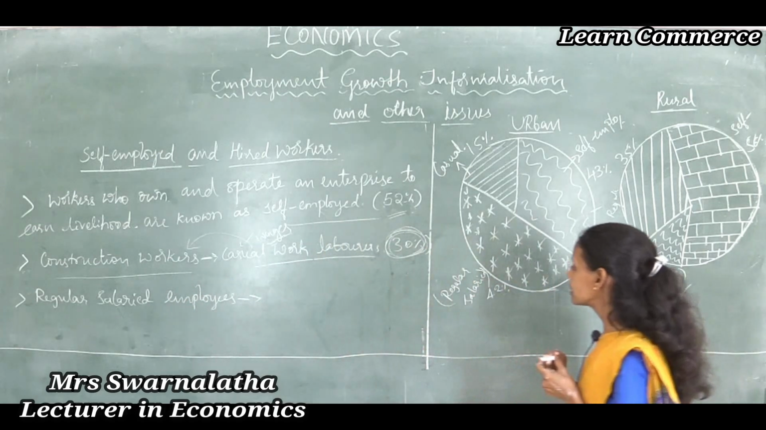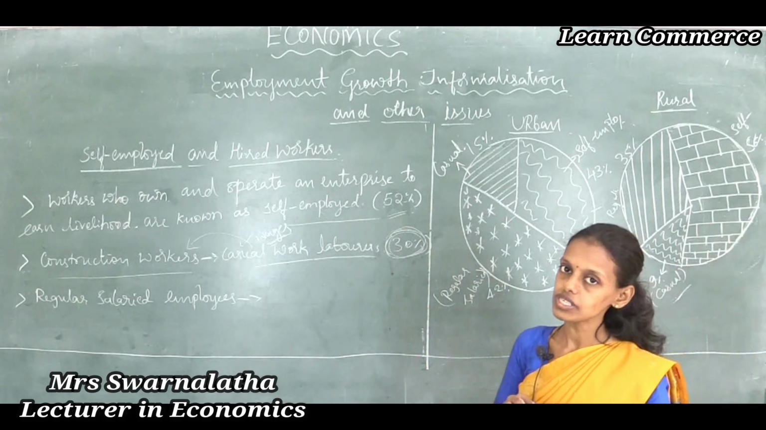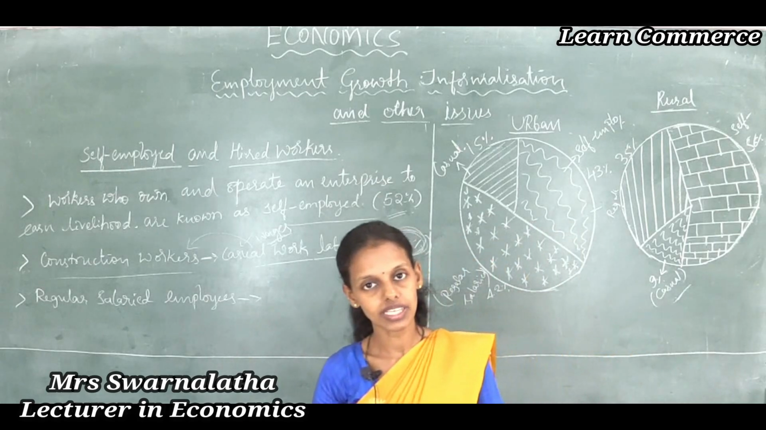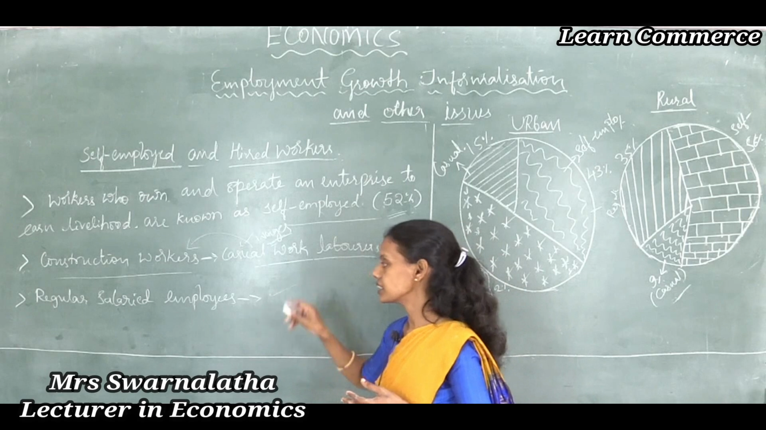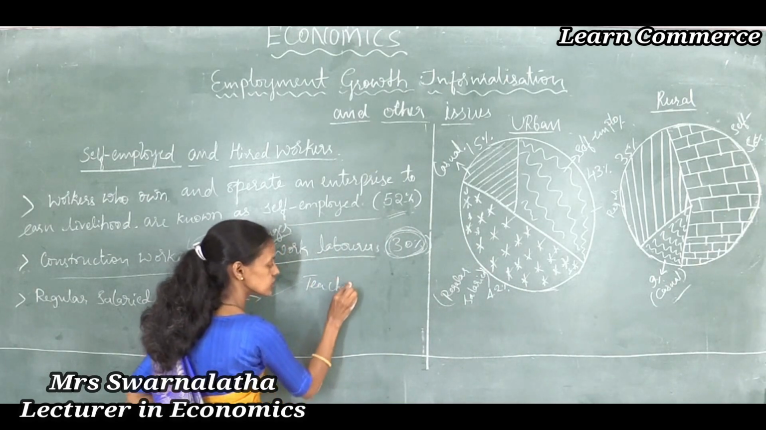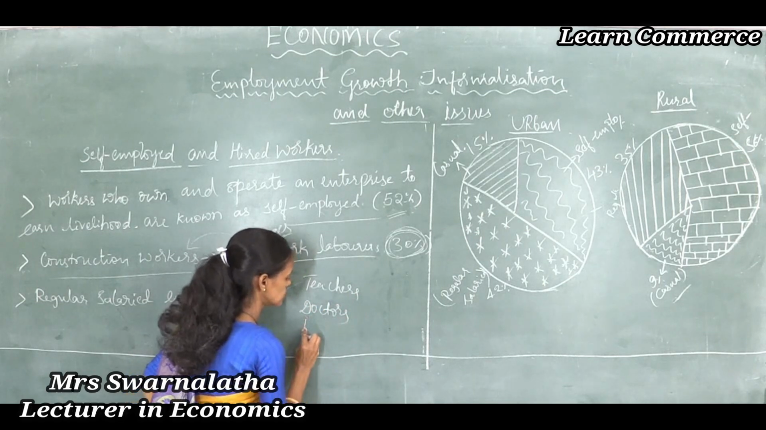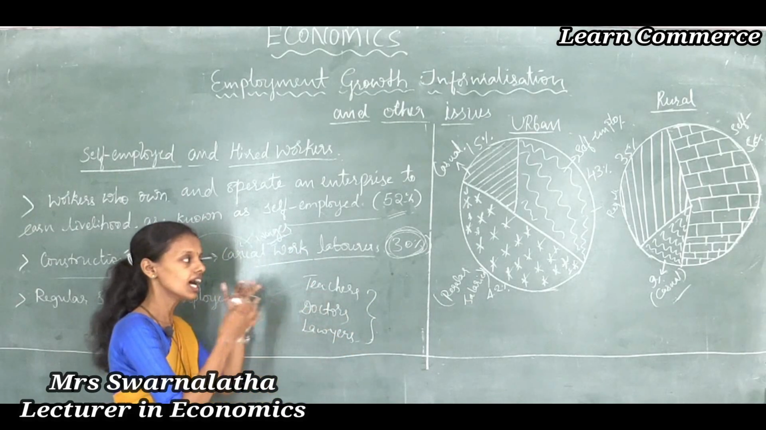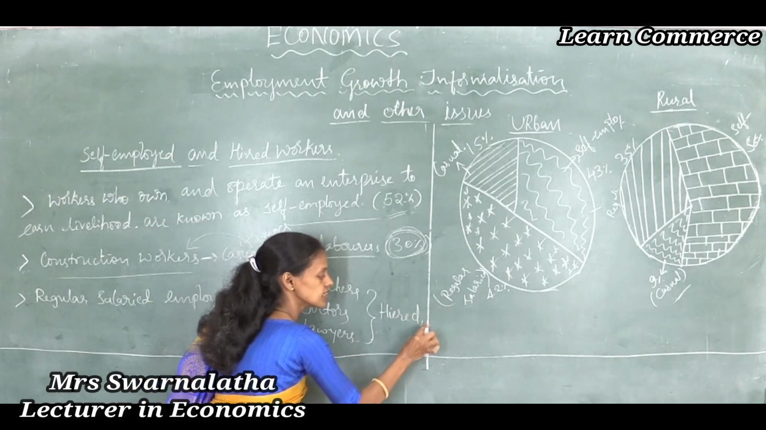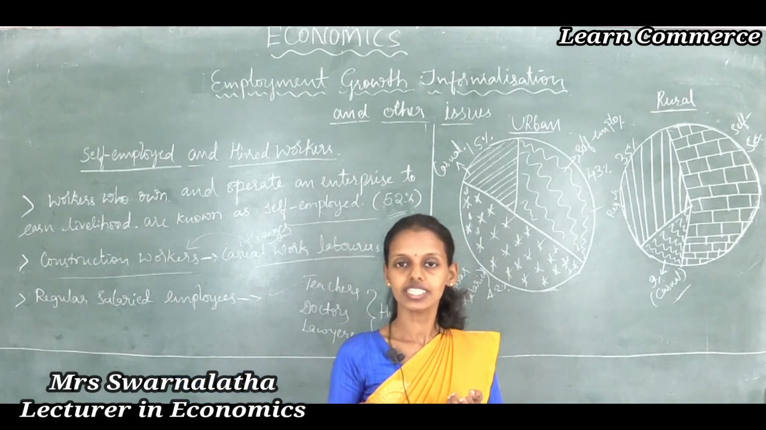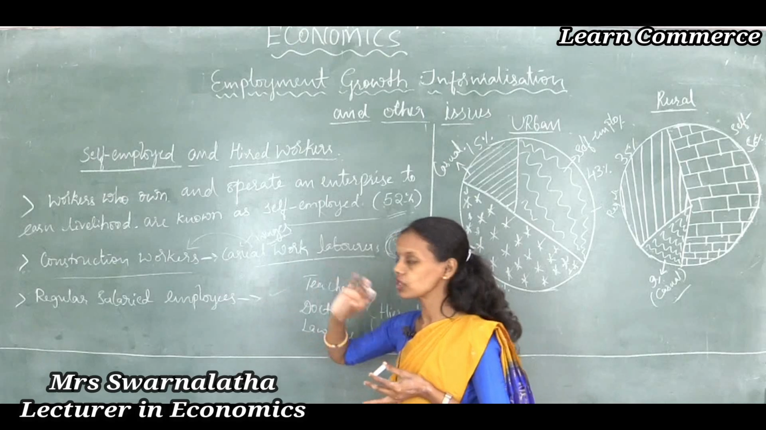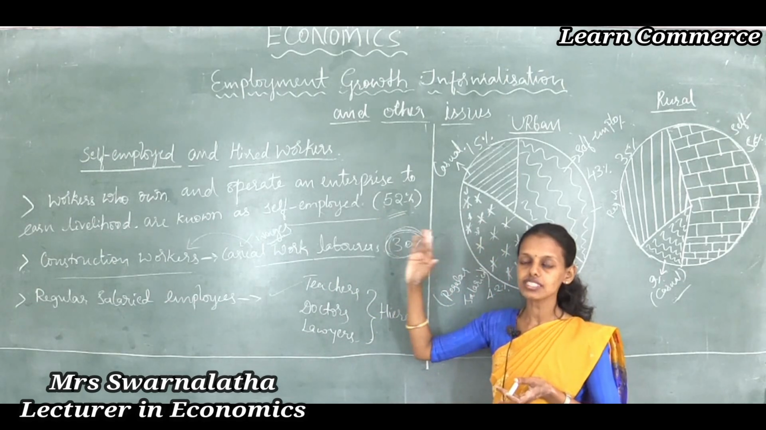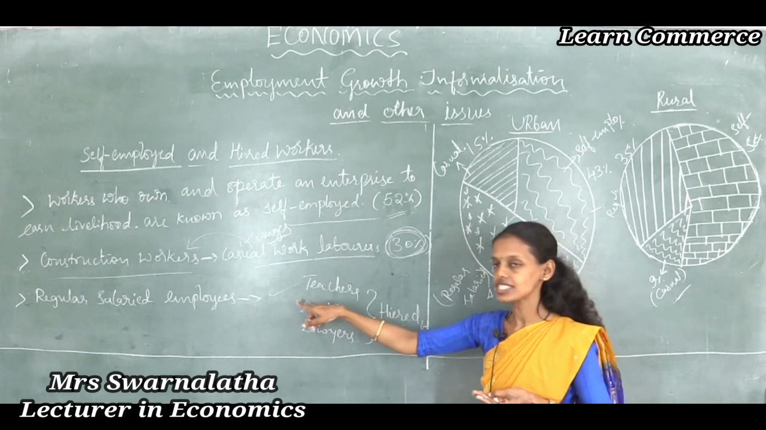Regular salaried employees. For example, 42% of the people in urban areas are engaged as regular salaried people, working under someone else, such as teachers, doctors, lawyers, if they are hired by others. If they do the work themselves, for example a teacher teaching in his own tuition class, he does not come under regular salaried employee. He is self-employed. If a teacher is hired by an institution to work as a teacher, then he comes under regular salaried employee.